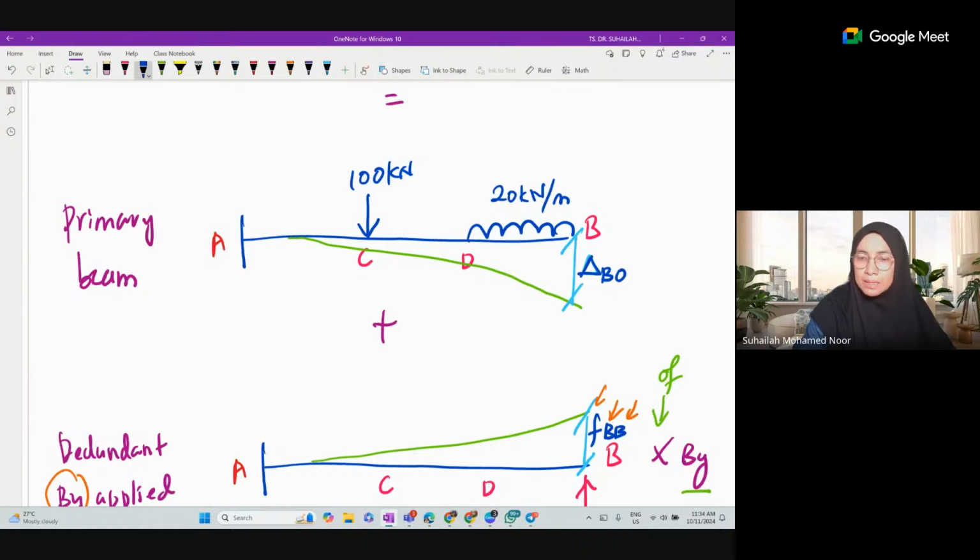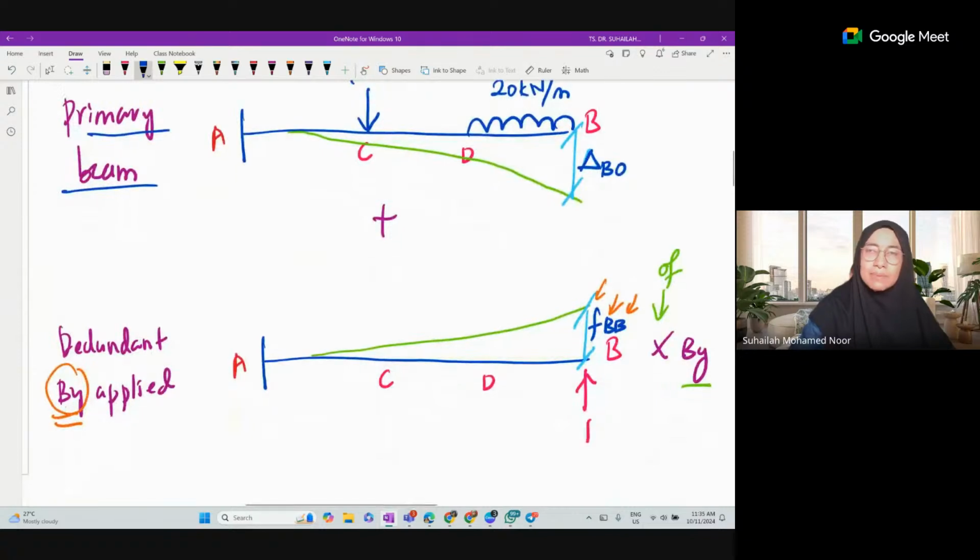Remember, it is delta, the deflection. The first notation is for the position. The second notation is for the type of beam. It is the primary beam. All primary structure we label as node. Delta B node is for the primary beam. Delta C node is for the primary beam. Delta B node is the deflection at position B for the primary beam.